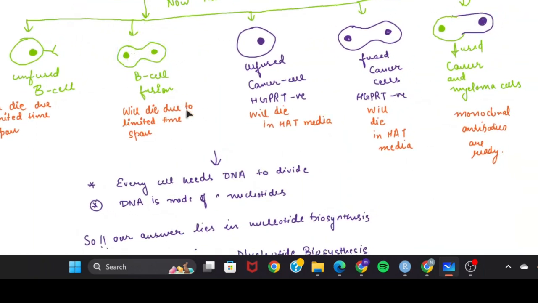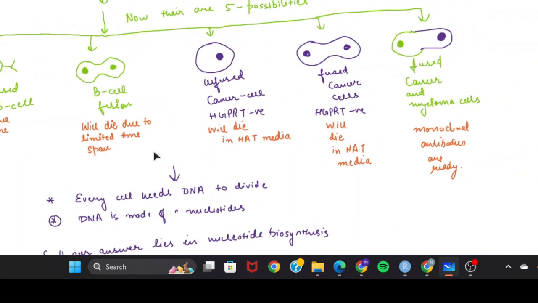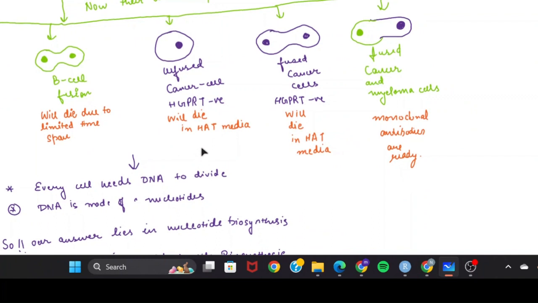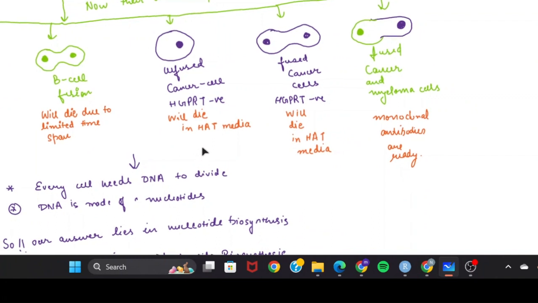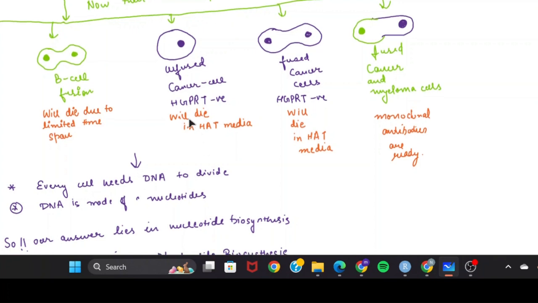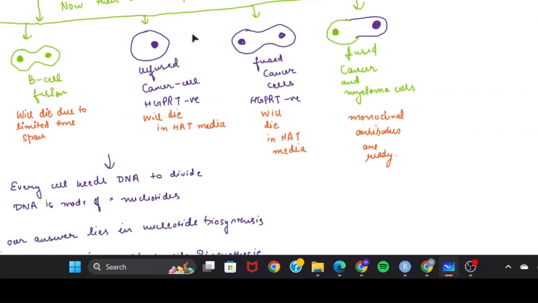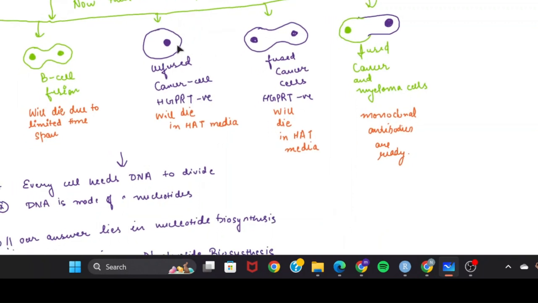Okay, and fused B cell will also die because it has a limited time span. Now, unfused cancer cells will not die on their own, but they will die in the HAT media because they are HGPRT negative. Now, in cancer cell, de novo pathway does not occur, and since it does not have HGPRT, it will not survive in the HAT media. Okay. So in cancer cell, your salvage pathway cannot happen and it survives with the de novo pathway. Okay, since here it does not have HGPRT, it will die in HAT media.